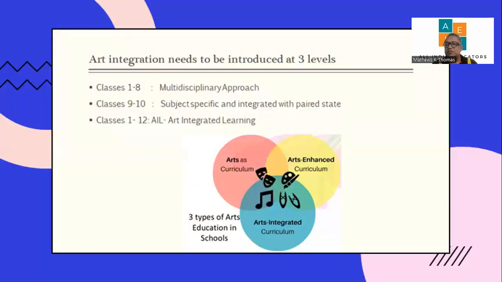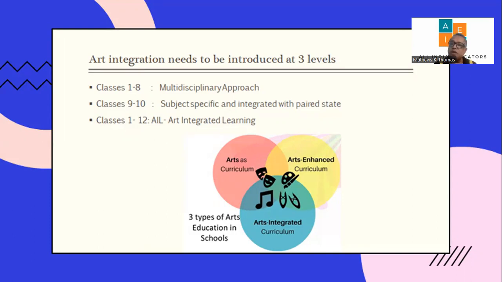So first thing that we have to understand is the art integration needs to be introduced at 3 levels. Most people are getting confused about these words: multidisciplinary approach, subject specific, which has to be done in 9, and art integrated learning. There are 3 separate things. So most people are confused about this, and therefore the first important thing is to understand what is the difference between the 3.